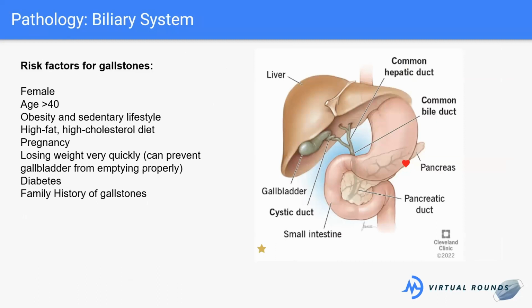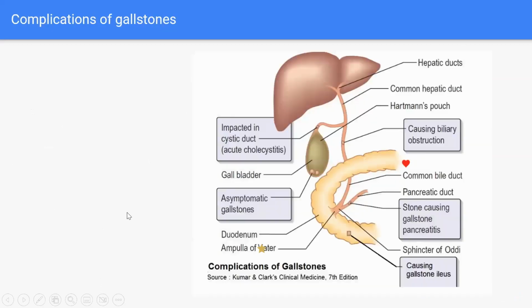So some risk factors for gallstones: being female, being over the age of 40, obesity, high fat, high cholesterol. So similar to how this guy was having a lot of cheeseburgers, hamburgers, whatever he was having, beer, things like that. Pregnancy and even losing weight very quickly can prevent the gallbladder from emptying properly. That's one that I always forget about. That can be a risk factor. And then diabetes, family history, that sort of thing.